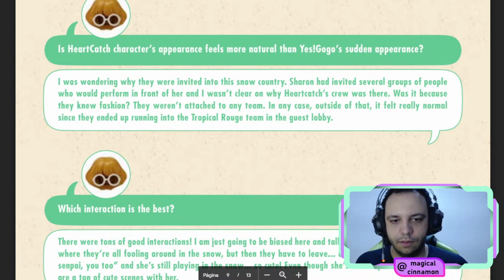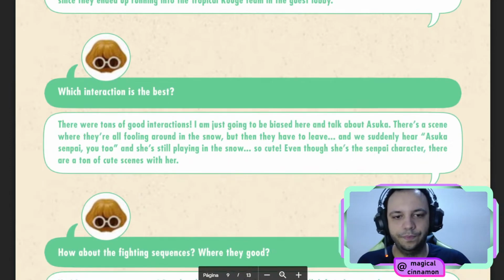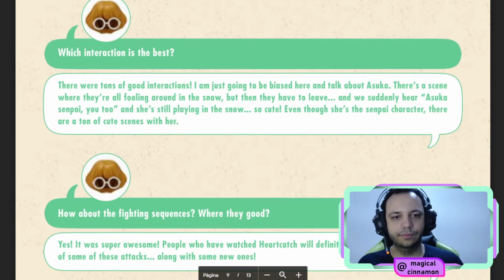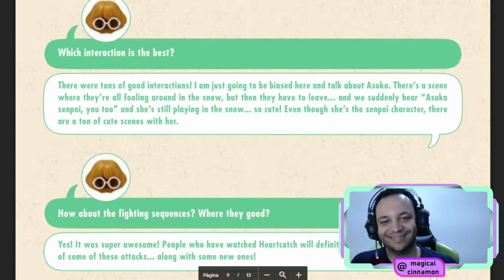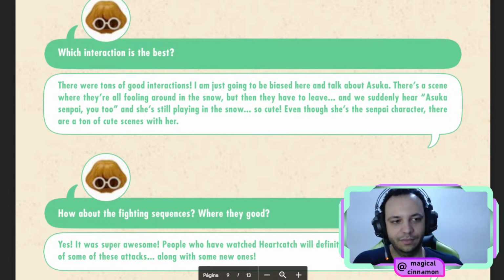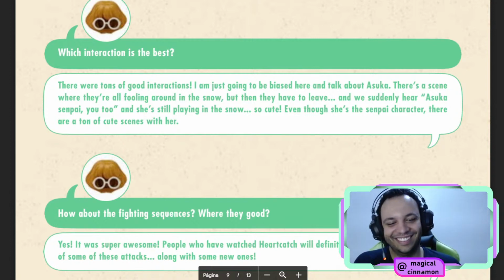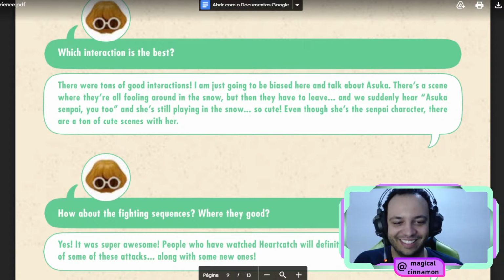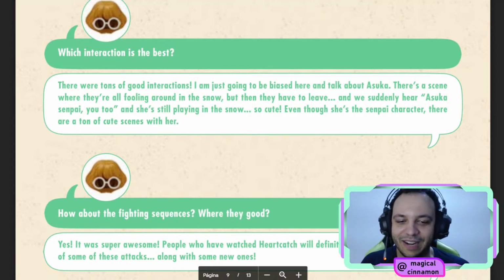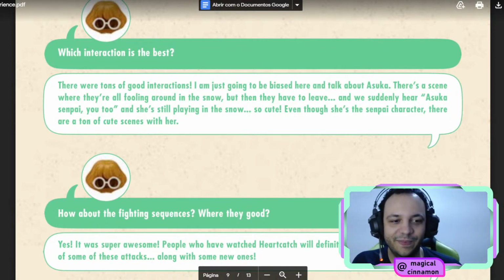How about this one? Which interaction was the best? Go ahead. There was a ton of good interactions. I was just going to be biased here and talk about Asuka. There's a scene where they're all fooling around in the snow, but then they have to leave, and suddenly you hear, "Asuka senpai, you too," and she's still playing in the snow, and they're like, "Hey, Asuka, come on." Even though she's the senpai character, there's a ton of cute scenes with her. So in other words, she's supposed to be the grown-up, and she's acting like the kid. Yeah, she's playing around. She's not wrong. So, you go, girl.